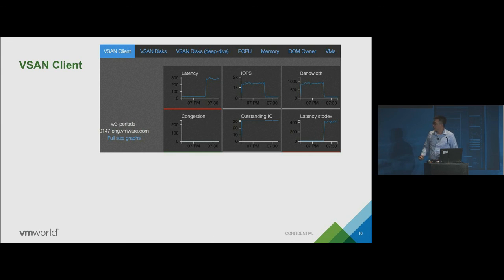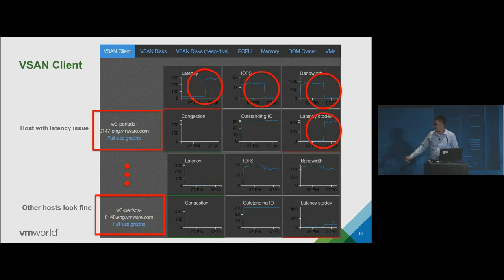Then we go on and look at all other hosts in the cluster. We find out that only one host experiences high latency. The other hosts are actually fine. So what we learned from this layer is that one of the hosts is experiencing a high latency issue. And what will cause it?